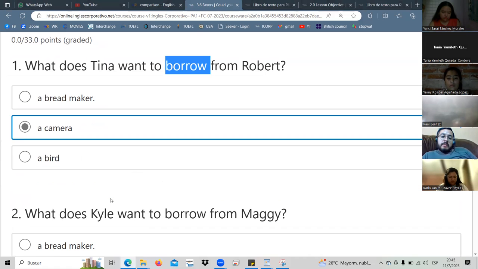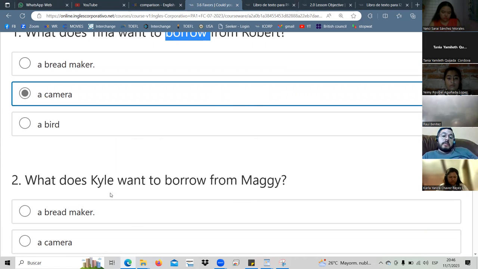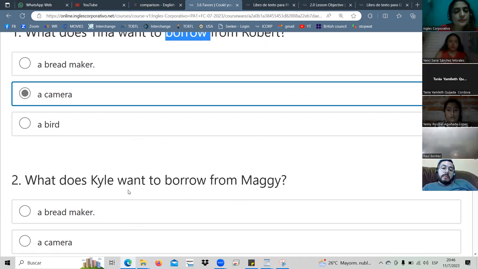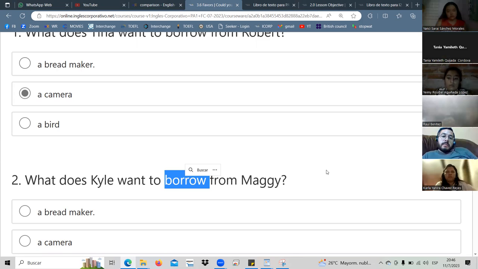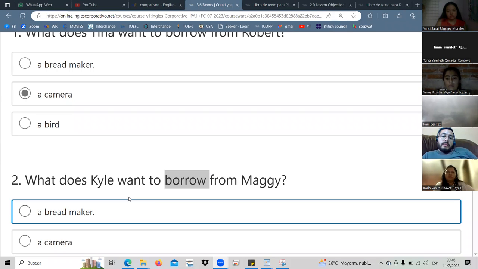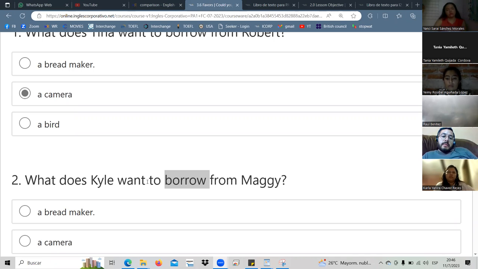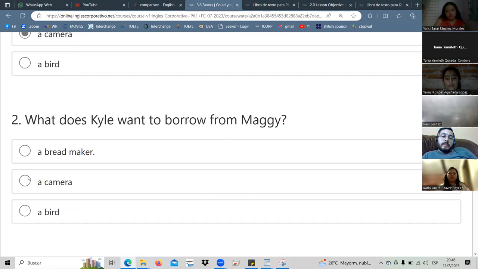Okay, and tell me number two. Help me read, Randy. What does Kyle want to borrow from Maggie? If we use lend, how do you form the question, guys? Yes, Jamie, thank you. What does Kyle want? En este caso sería Maggie, ¿verdad? What does Maggie want to lend from Kyle? Yeah, lend Kyle. All right, thank you. So, and then you see a bread maker.